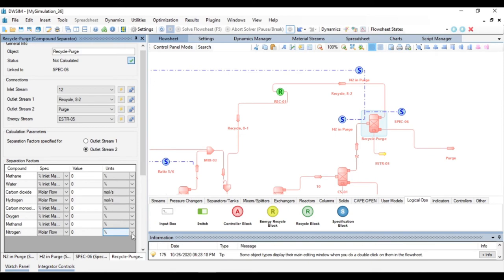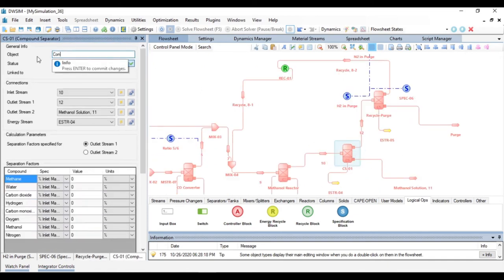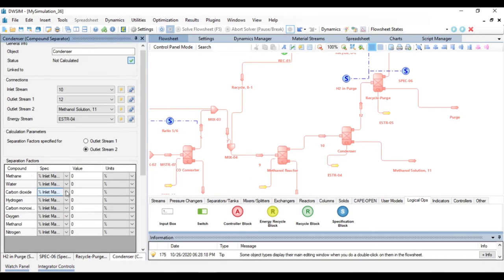Also here. Now, I forgot to name this separator. This is the condenser. Then the separation factors is specified for the outlet stream 2. And we know that the amount of H2 on the methanol from stream 10 is completely removed. So it is 100%. So define the spec value, the molar flow, and the methanol percent inlet molar flow. It is 100% for both.